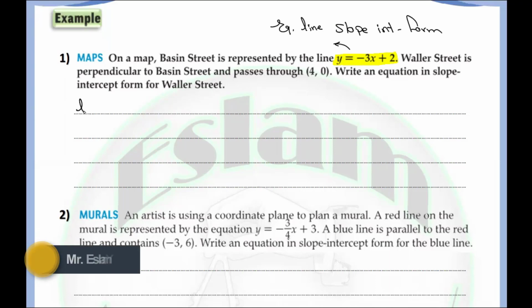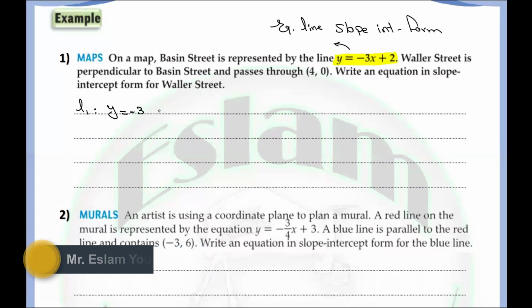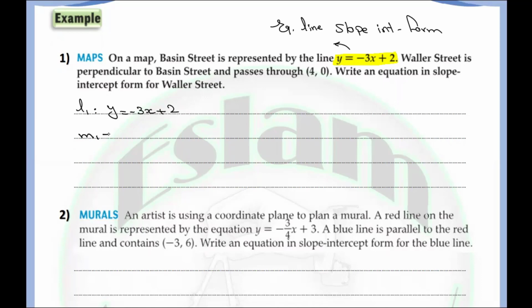So we have line number 1 with the equation y equals -3x plus 2, and you said this line is in slope intercept form. Can you find the slope? What is the slope? -3. What is the y-intercept? 2. Okay.